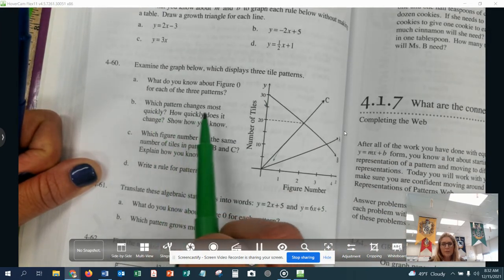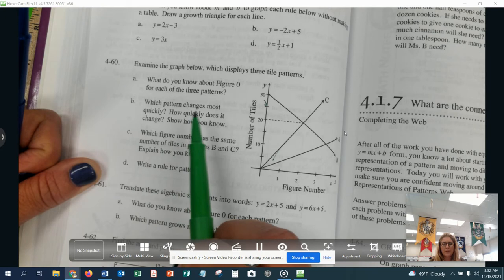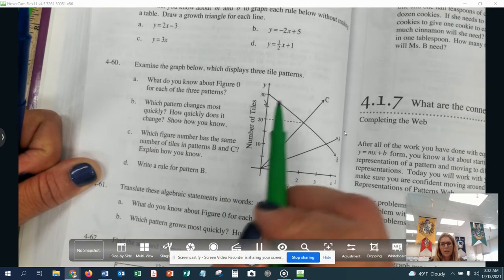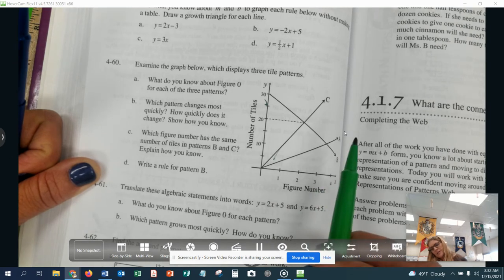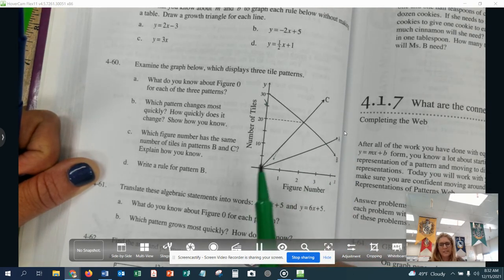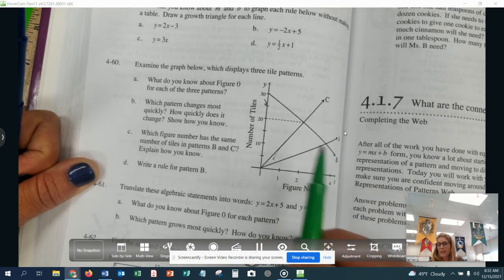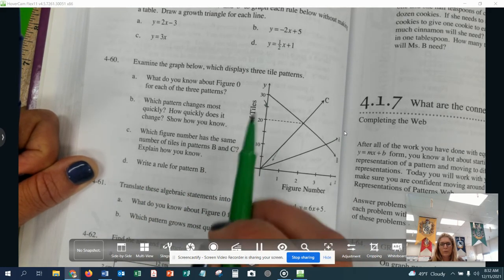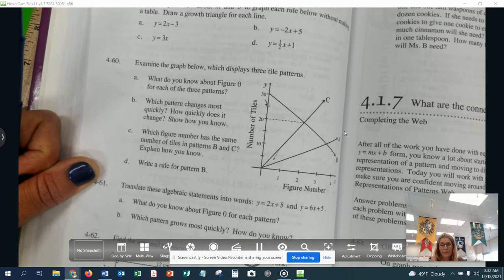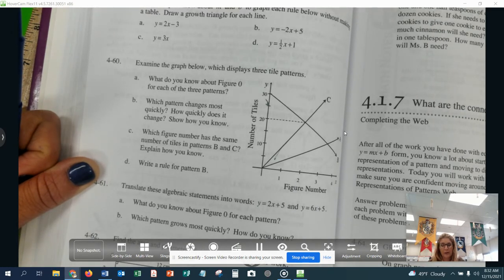The pattern changes quickly. Which pattern changes most quickly? You'll notice by the decrease, it seems like A is only going up so far, and C is really going up, and then B is actually going down. So that, and then write the rule. This is going to be a negative slope. I'm not going to tell you. You have to figure it out by knowing slope.